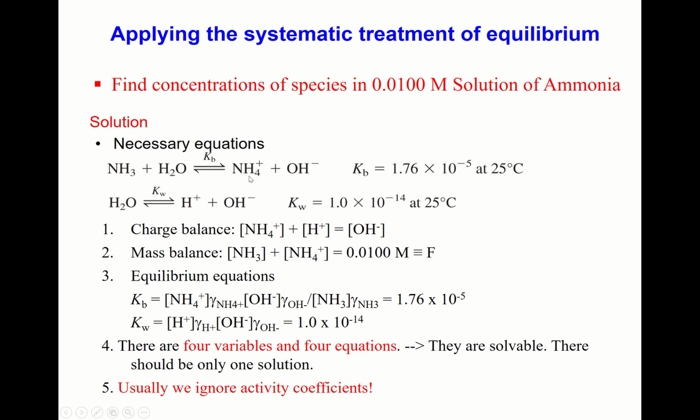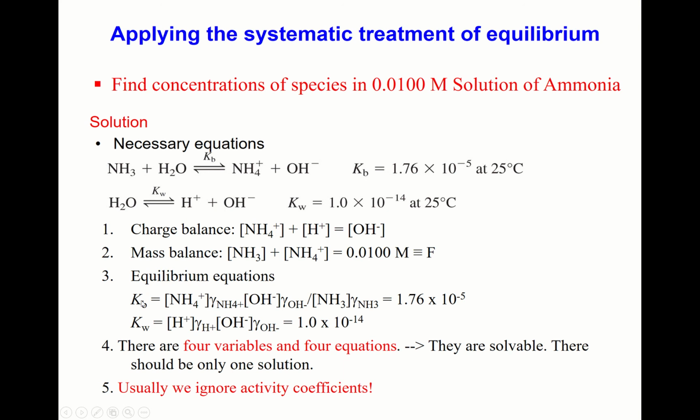So the total concentration, which is 0.01 molar, equals the sum of the ammonia concentration and the ammonium ion concentration. This is the mass balance equation, and there are no more mass balance equations. And then we write the equilibrium constant for these two.